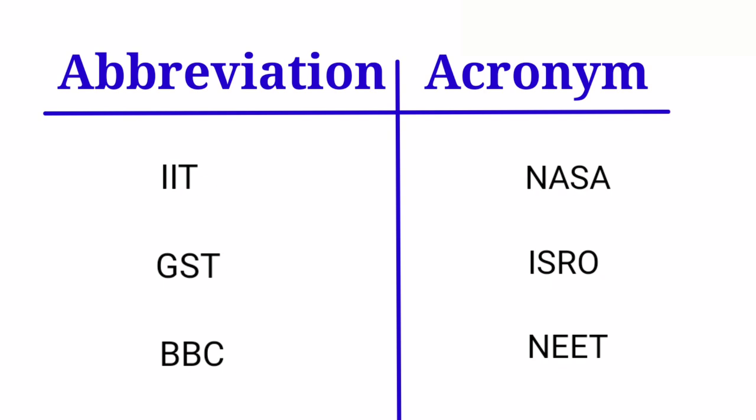So dear friends, an abbreviation is pronounced letter by letter, whereas an acronym is pronounced as a word. This is the difference between abbreviation and acronym.